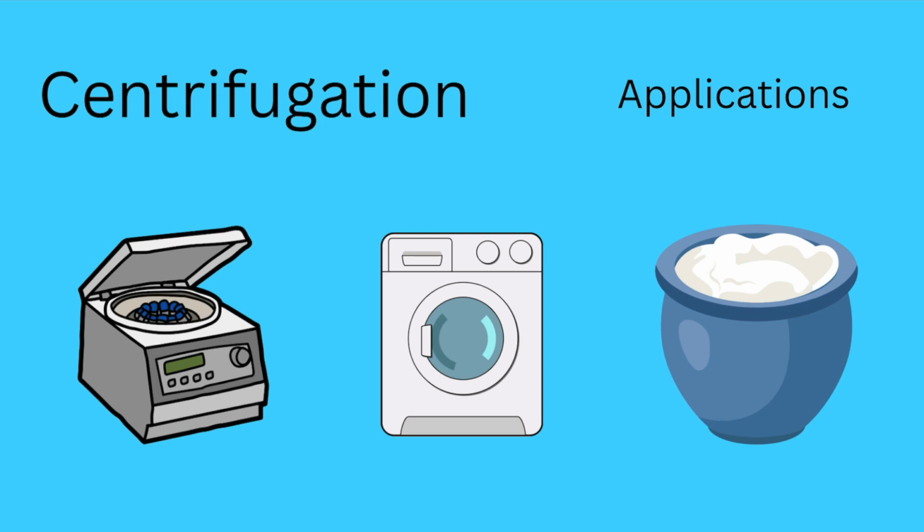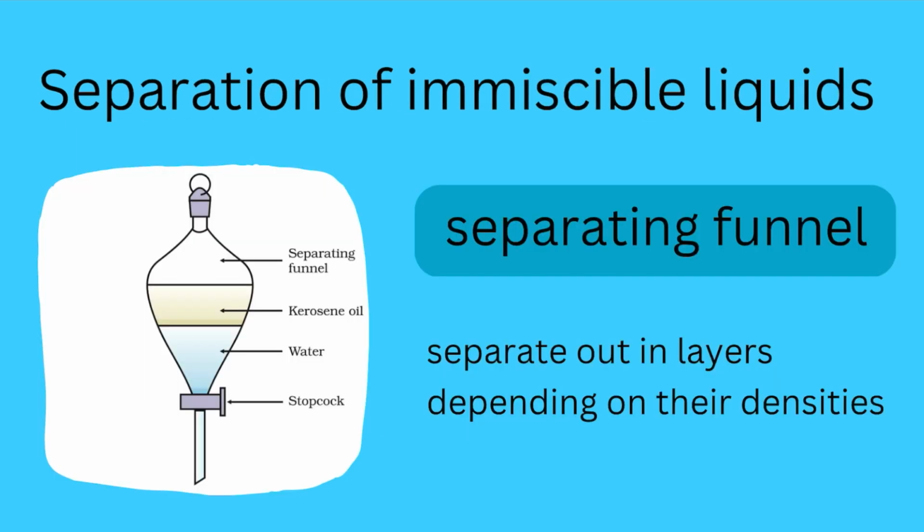Another application is what we have just seen, extracting cream from milk or paneer from milk, which is another example of centrifugation. Now moving on, we have another method of separation for a specific type of mixture, which is immiscible liquids. So what is immiscible? Immiscible is generally when two things don't mix together.